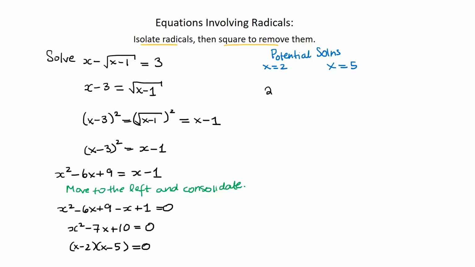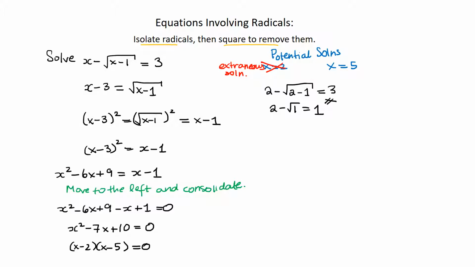So I have 2 minus the square root of 2 minus 1. And the claim is that this is equal to 3. Okay. So this is 2 minus the square root of 1, or 1. It's not equal to 3. So this is an extra solution called an extraneous solution. That means it's a solution after we square, but not to the original.